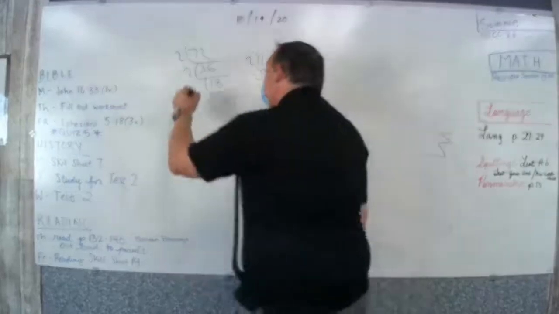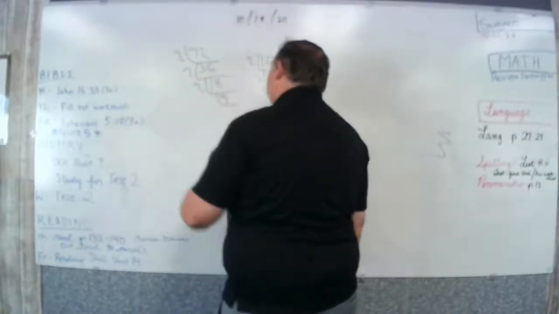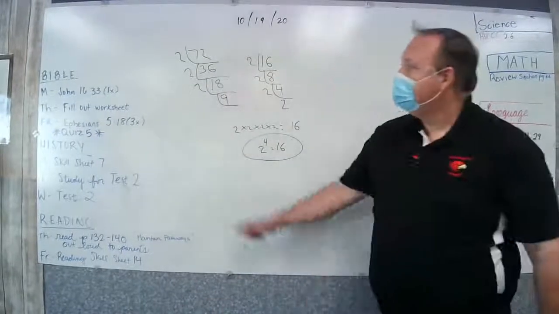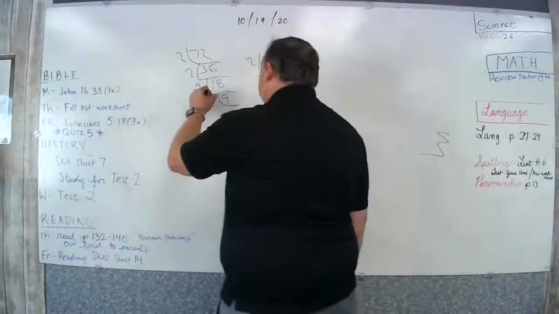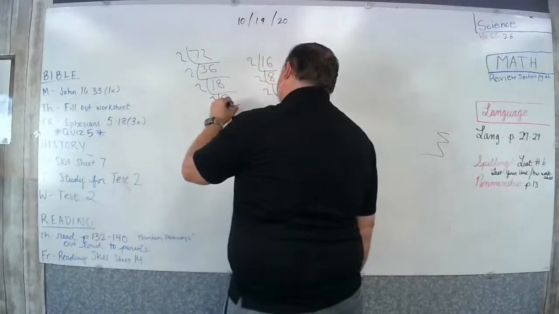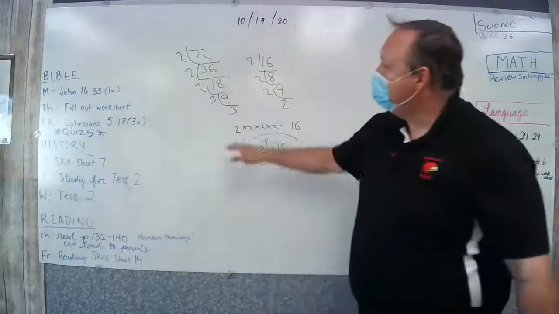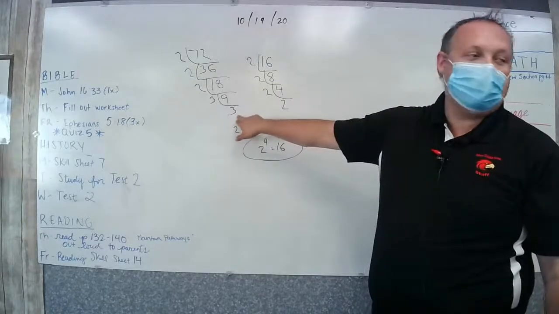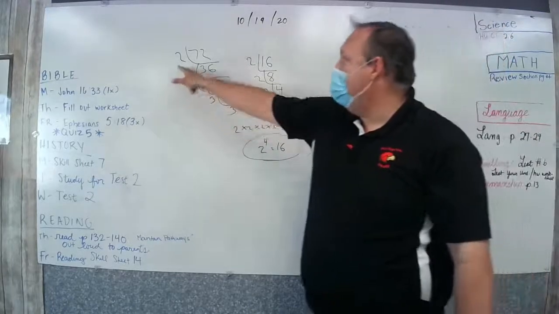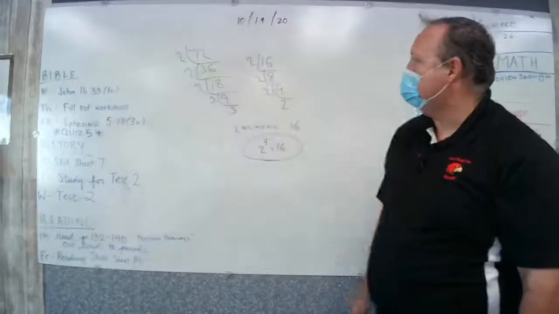Okay, prime number that goes into 18. 2. We get 9. 3. 3. What's the bottom down here? 3. Prime number? Okay, 3 is a prime number. Yes. So we stop right there. We get everything all the way down to prime numbers.